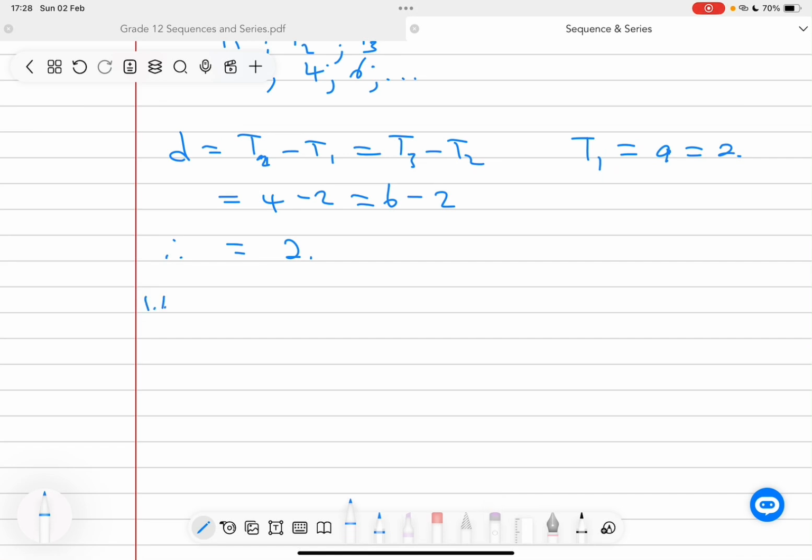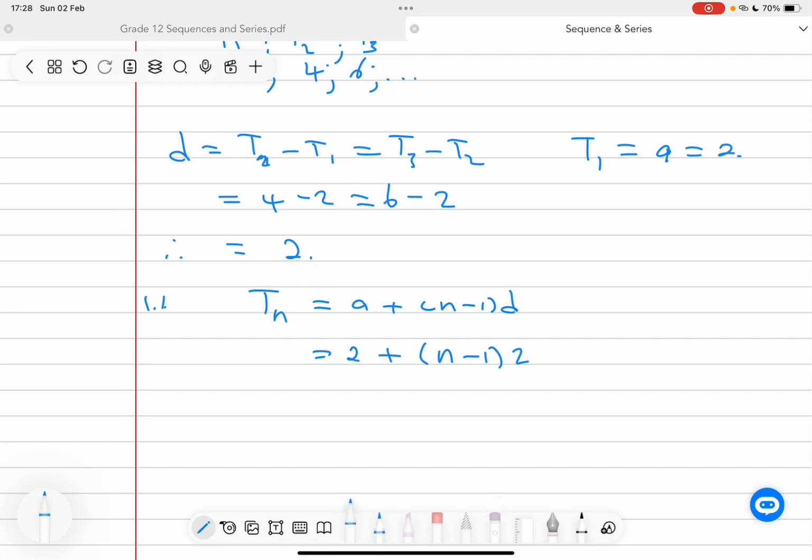We're going to say 1.1. Because this is an arithmetic sequence, it means it is defined by the formula Tn is equal to A plus n minus 1 times d. But our A is the first term, T1, and we're saying it's a 2. I'm going to substitute a 2 there. Then I'm adding here n minus 1, and our common difference, indeed, we said it's a 2 here.